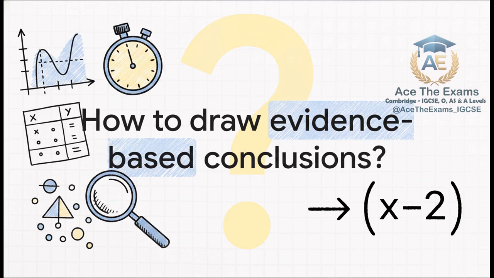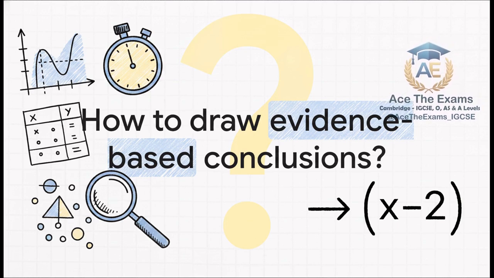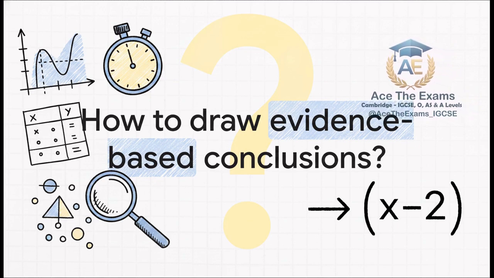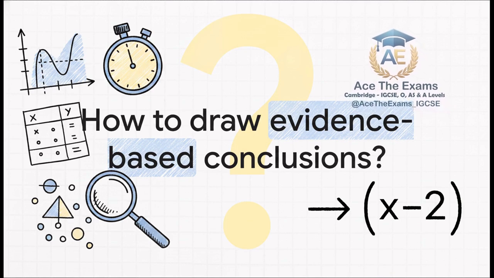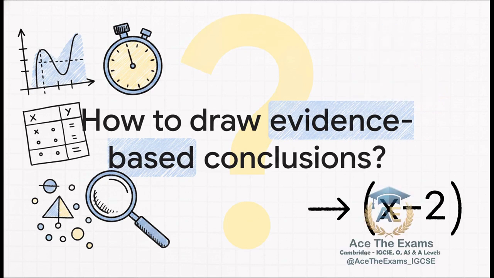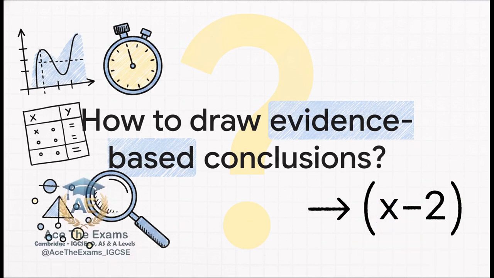Your mission is to extract the core mathematical trend immediately. The evidence-based conclusion here? Because y is 0 exactly when x is 2, then by the factor theorem, x minus 2 absolutely must be a factor of that cubic function. Bam! You just extracted the hidden relationship and drew a massive mathematical conclusion directly from raw tabular data. That is exactly the kind of rapid, precise analysis required to ace these papers.